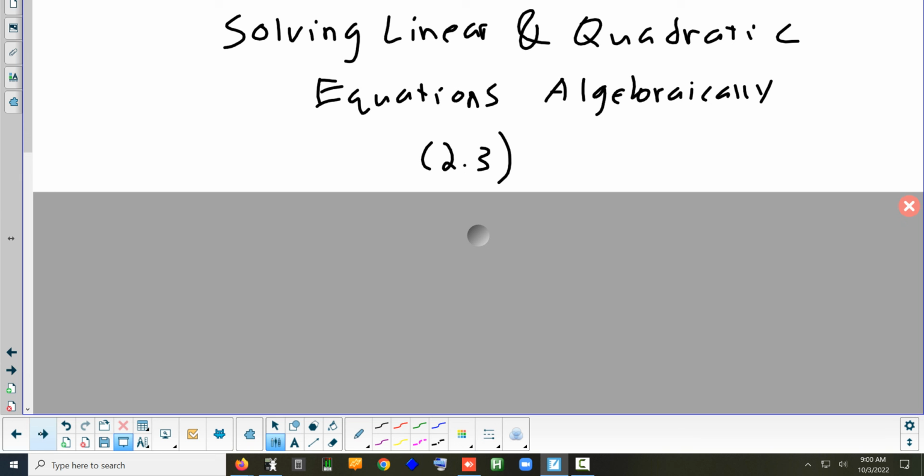So in the last problem we just did, we solved a linear equation algebraically. So we'll practice solving a few more equations like that. And then we'll also talk about quadratics, which are a little bit different to solve, but there's a couple different ways we can do it.